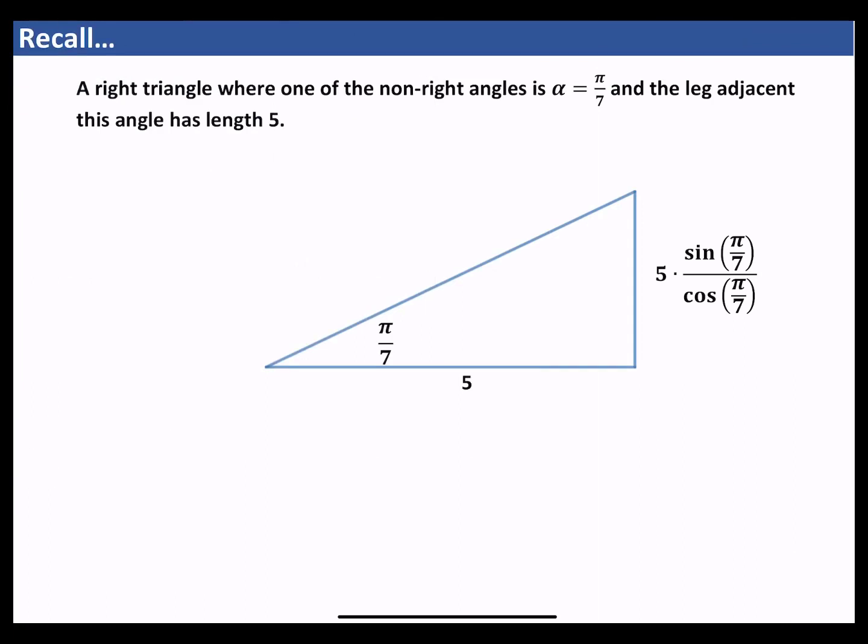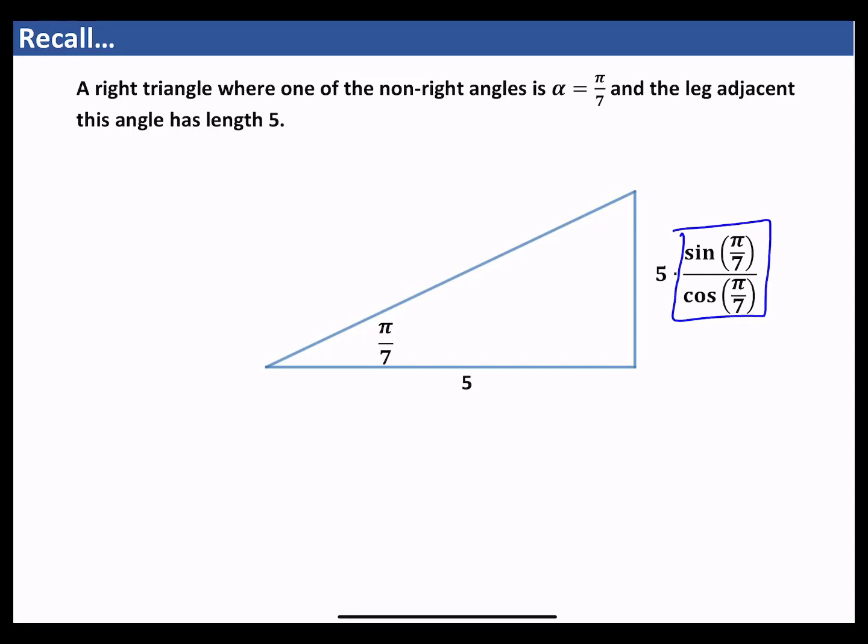Recall in a previous screencast we determined the side opposite of an angle pi over 7. First we used the cosine of the angle to find the value of the hypotenuse, and from there we were able to use the sine function to find the opposite side. We found that the opposite side was 5 times the ratio of the sine of pi over 7 divided by the cosine of pi over 7.